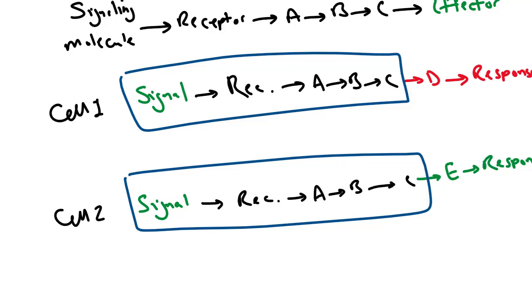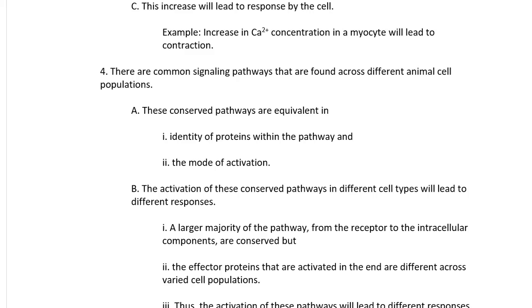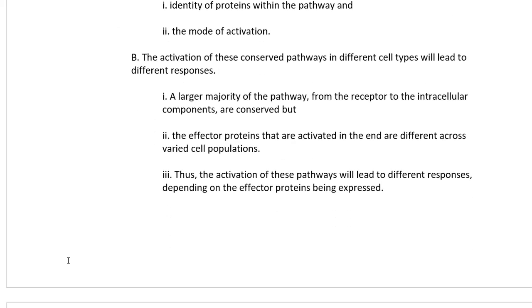So in this section, we're just going to be talking about these conserved, a few of them, not all of them, pathways that exist, that are important to biology. There are common signaling pathways that are found across different animal cell populations. These conserved pathways are equivalent in identity of proteins within the pathway and the mode of activation. The activation of these conserved pathways in different cell types will lead to different responses.